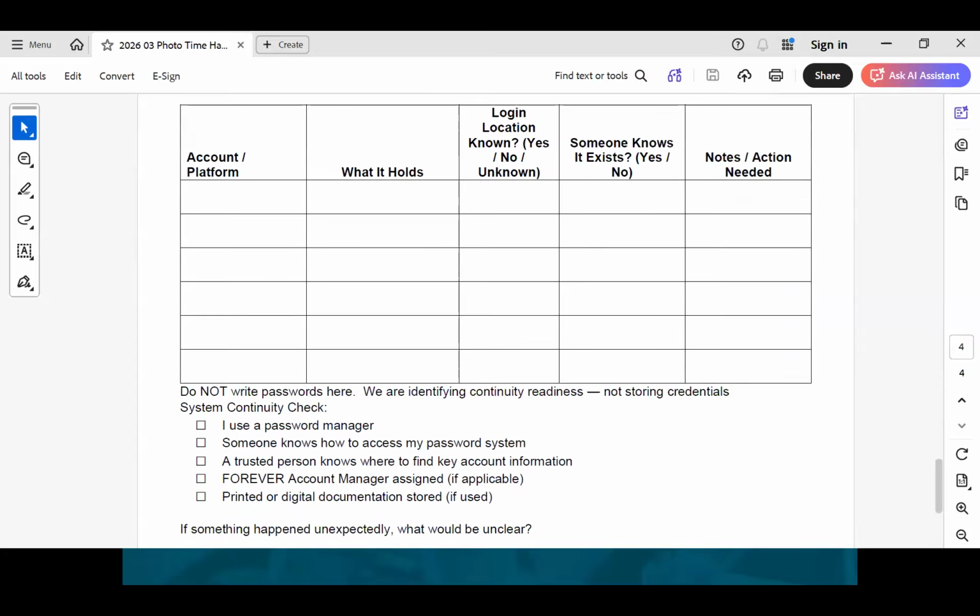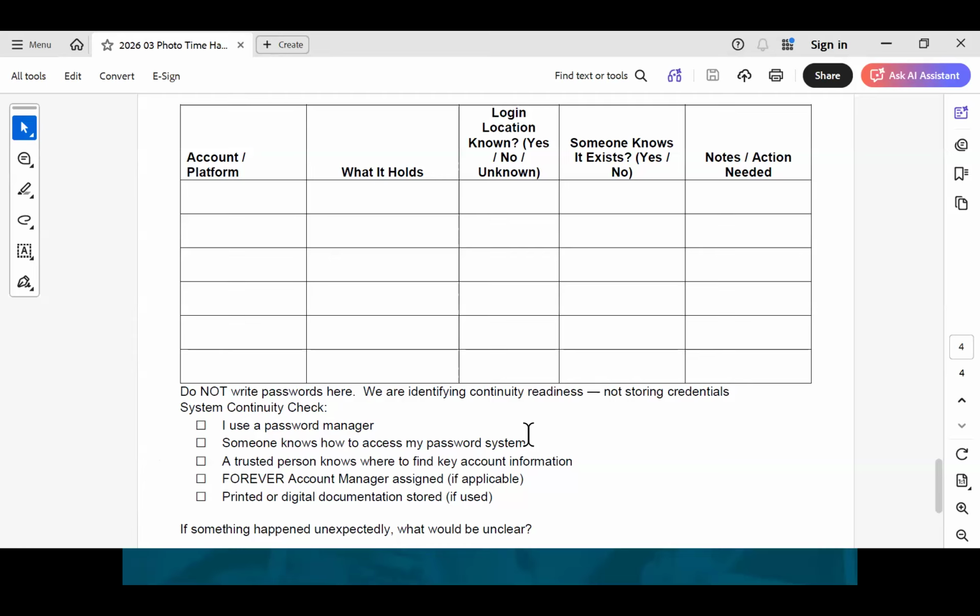And I'm going to just recommend that if you're going to share this form with others, you consider whether you really want to be writing your passwords on here. But I'm not necessarily encouraging you to do that, just trying to still audit our systems.